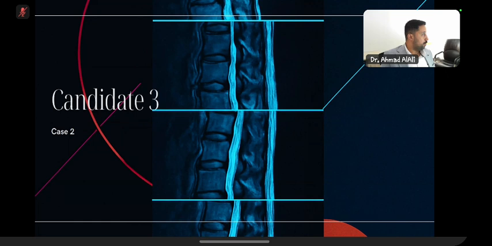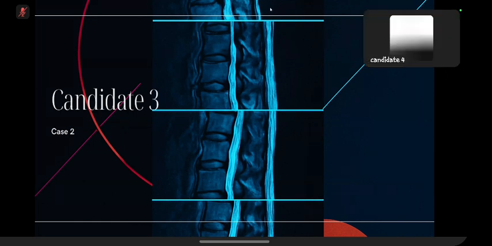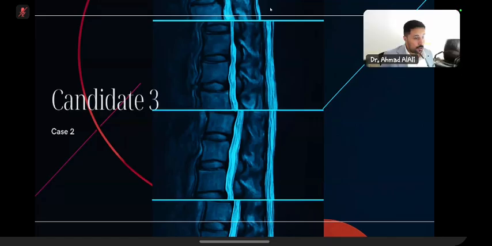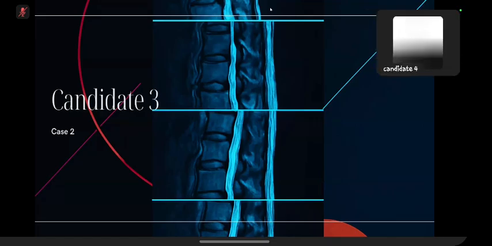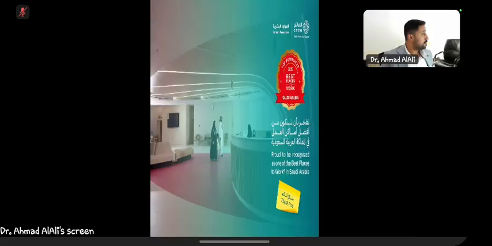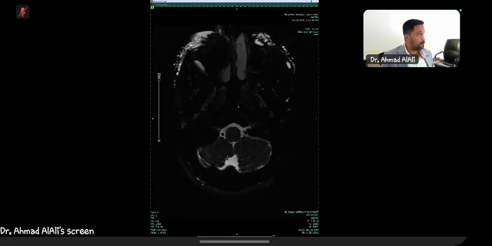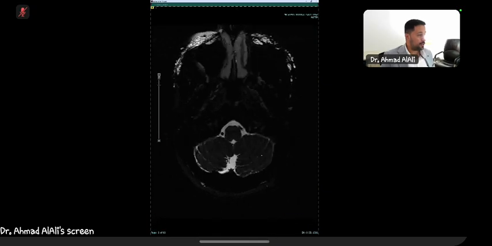Okay, I would like to show you, which sequence would you like to start with? T2 or heavily T2 weighted CISS sequence. We don't have CISS for this patient. Or okay, we have CISS for the patient. Let's start with it, no problem. This is the CISS for the patient. You can see the images and scroll them.